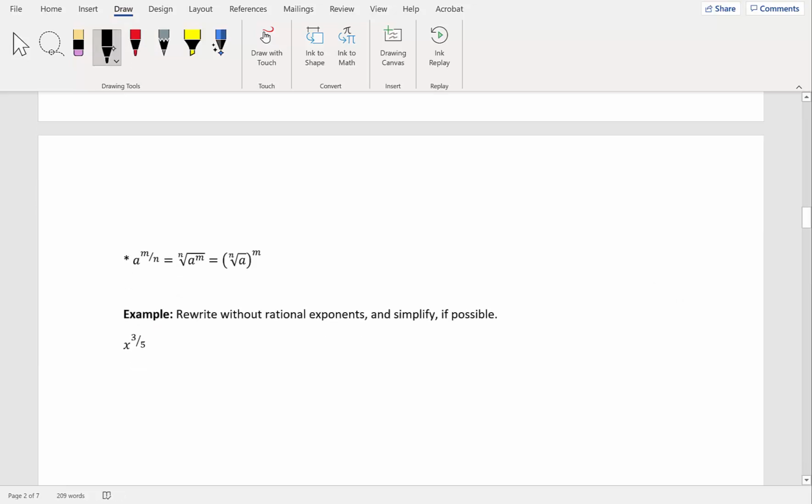So we have x raised to the 3/5 power. So we have our radical sign. Our radicand is x. Okay. And now the denominator is our index. So we have the 5th root of, and now we have to raise our radicand to the 3rd power. So this would be the 5th root of x cubed.